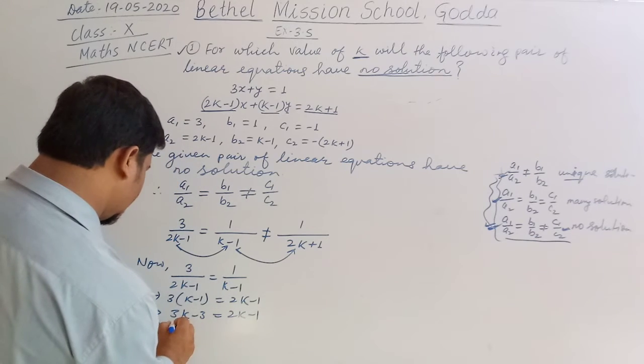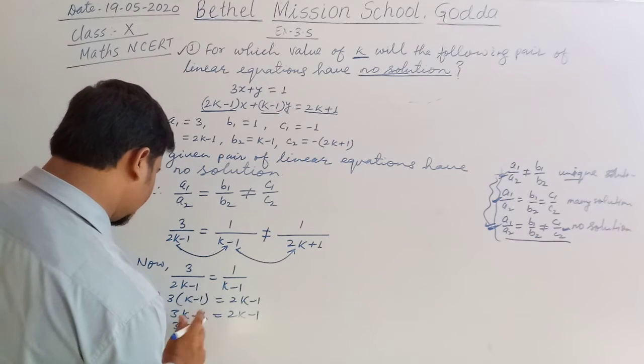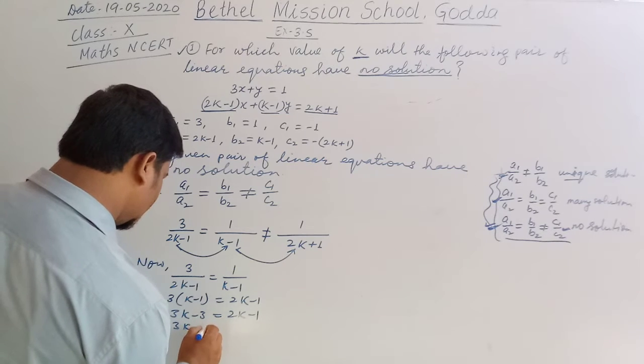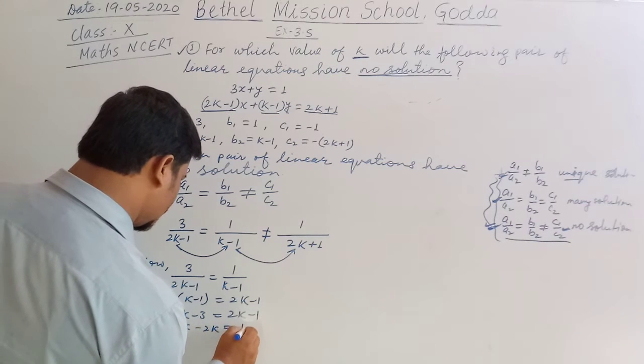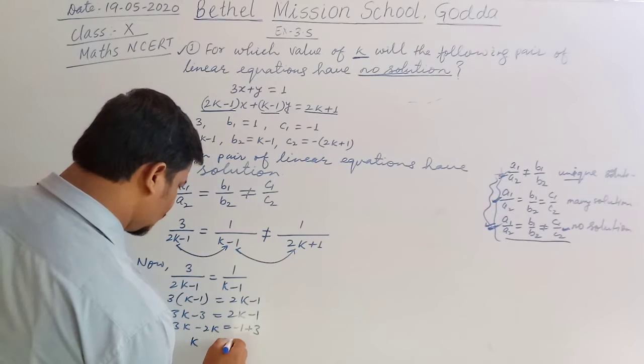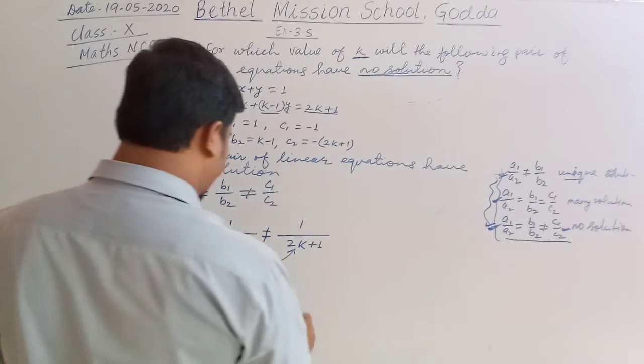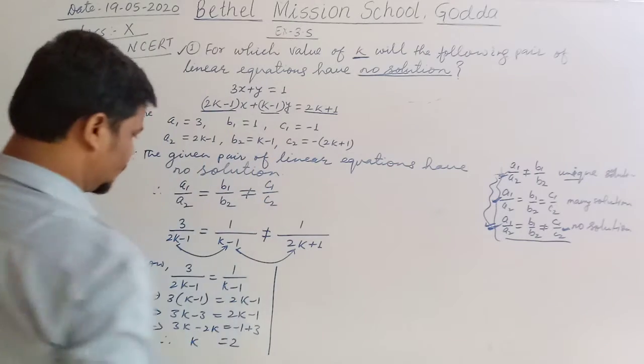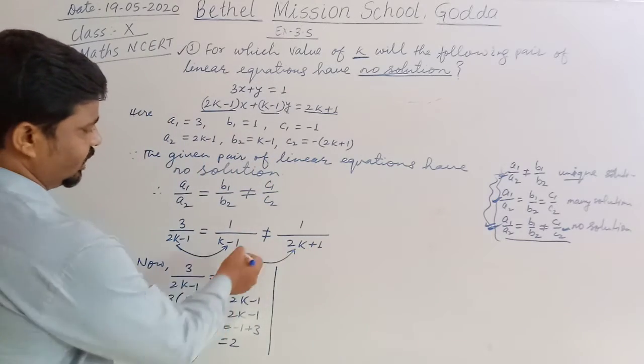Now we will transfer: 3k minus 2k equal to minus 1 plus 3. Therefore k equal to 2. Here k equal to 2 came. Now we will solve this portion, these two.